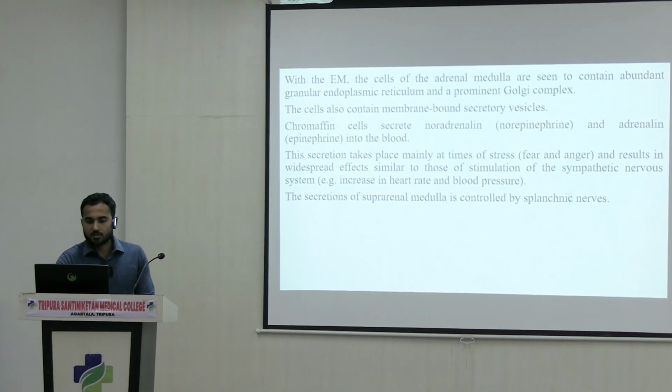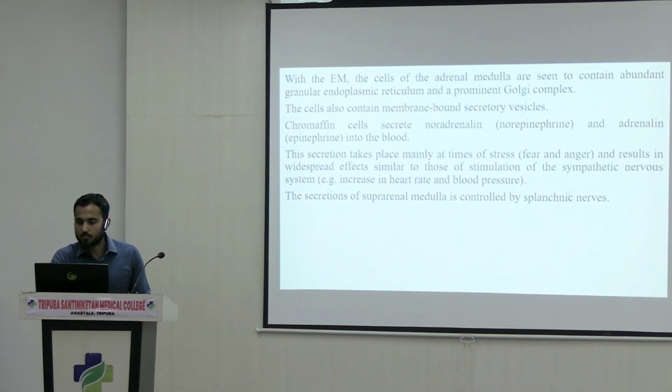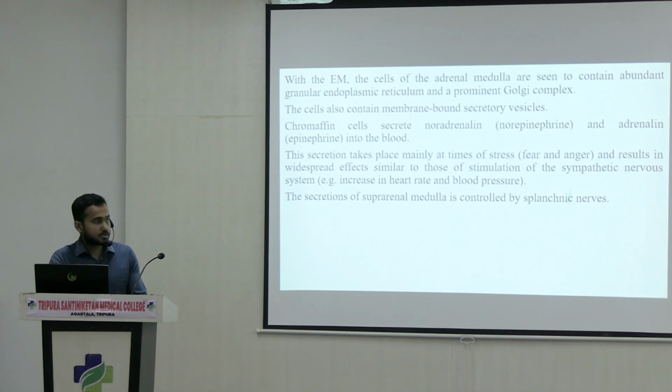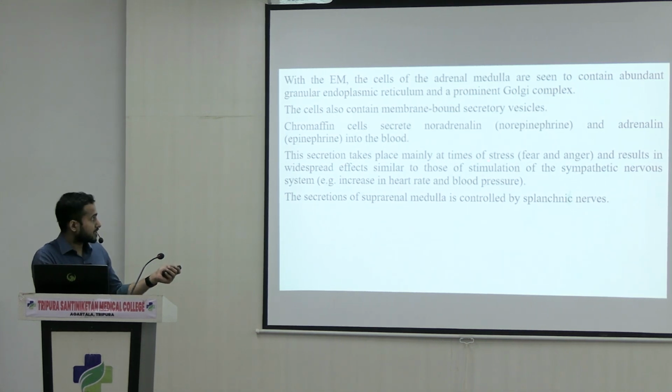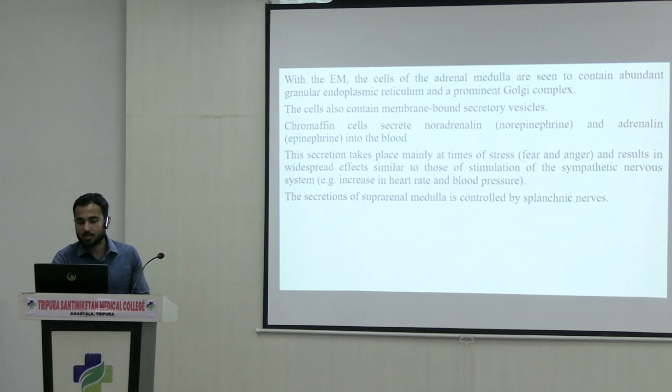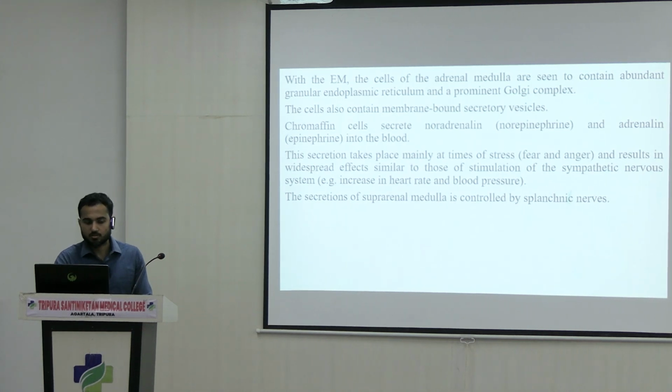Now, the function: chromaffin cells secrete the hormones noradrenaline and adrenaline into the blood. The secretion takes place mainly at the time of stress and results in widespread effects, those of stimulation of the sympathetic nervous system. Adrenaline and noradrenaline. This secretion of the suprarenal medulla is mainly controlled by the splanchnic nerves, that means the sympathetic division.